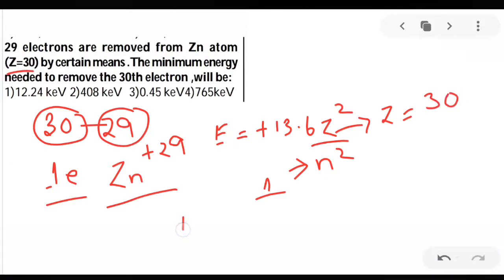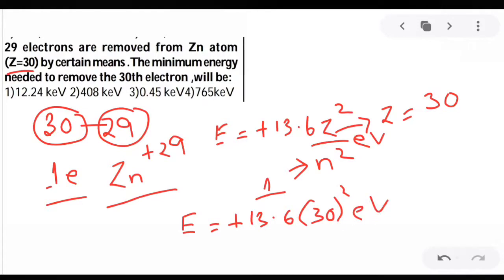So we have E is equal to plus 13.6 into 30 square electron volt. On simplifying this, you will get 12.24 kilo electron volt. So that is option 1. So option 1 is the correct answer.